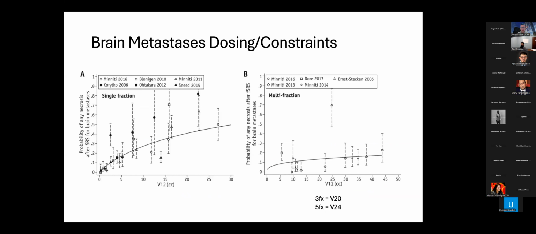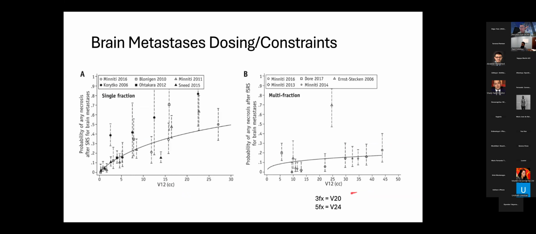Okay. The other comment I will make is that you will hear a lot of centers talk about brain V12 for single fraction radiosurgery, or the equivalent in 3 and 5 fraction, which is V20 and V24. Usually the constraint that is used is a V12 or V12 equivalent less than 10 cc's. The protocols and national guidelines do not routinely include this variable, and that's for a couple of reasons.